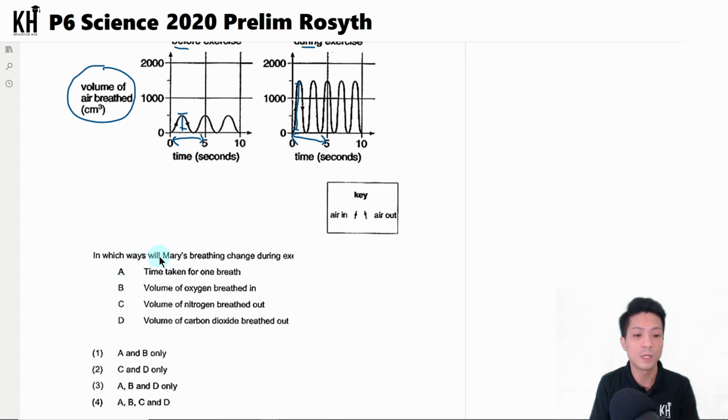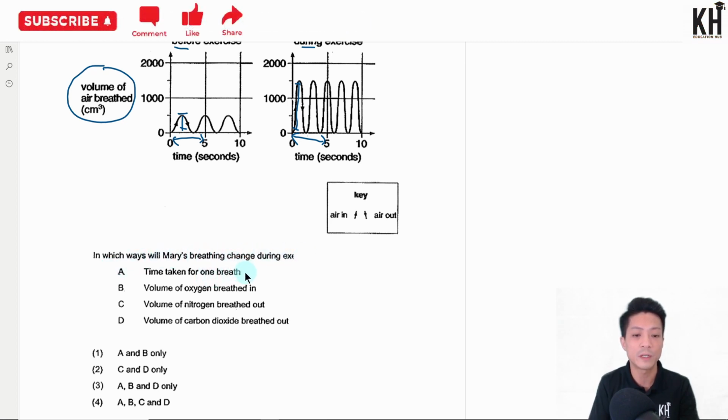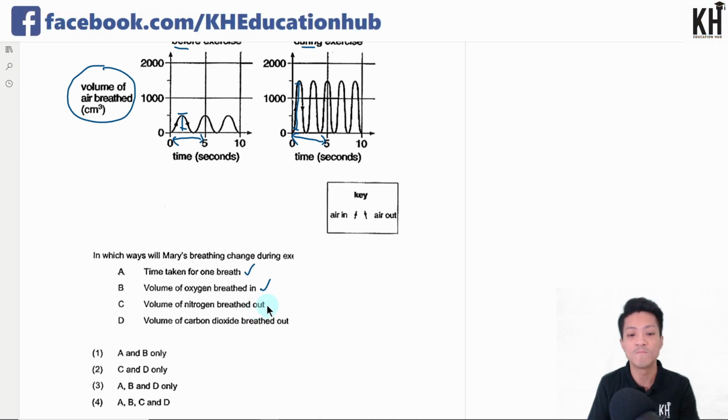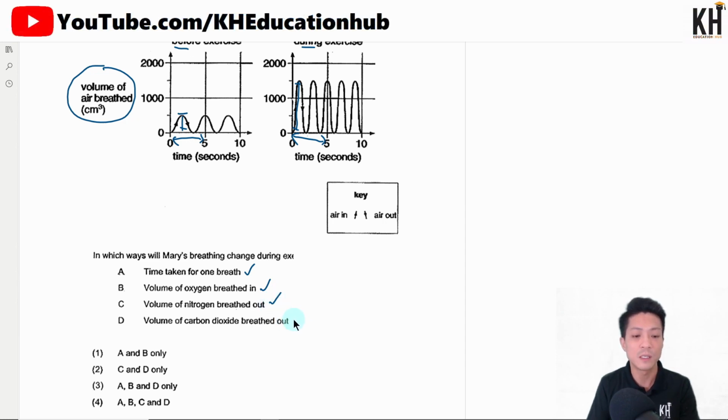Okay, in which ways will Mary's breathing change during exercise? So time taken for 1 breath, yep. Volume of oxygen breathed in, yep. So volume of nitrogen breathed out. Breathe in more, then you will also breathe out more. Volume of carbon dioxide breathed out, yes.